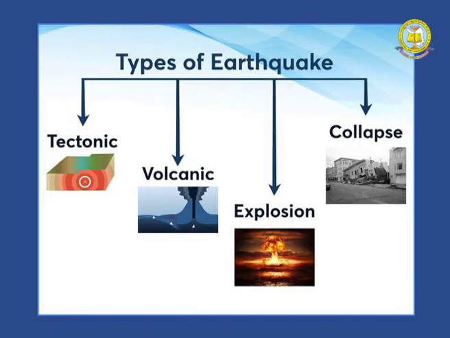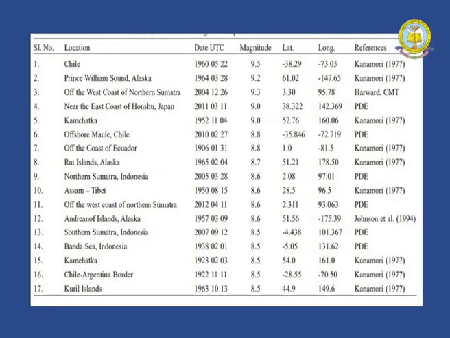Then sometimes earthquakes may also happen because of collapse. The collapse of a huge building can also trigger earthquakes, but these are very rare phenomena. Similarly we have explosions. Any explosion also results in earthquakes. So collapse earthquakes and explosions are very rare, but we see most earthquakes happening because of tectonic plate collisions. We can see a list of earthquakes which have occurred globally.